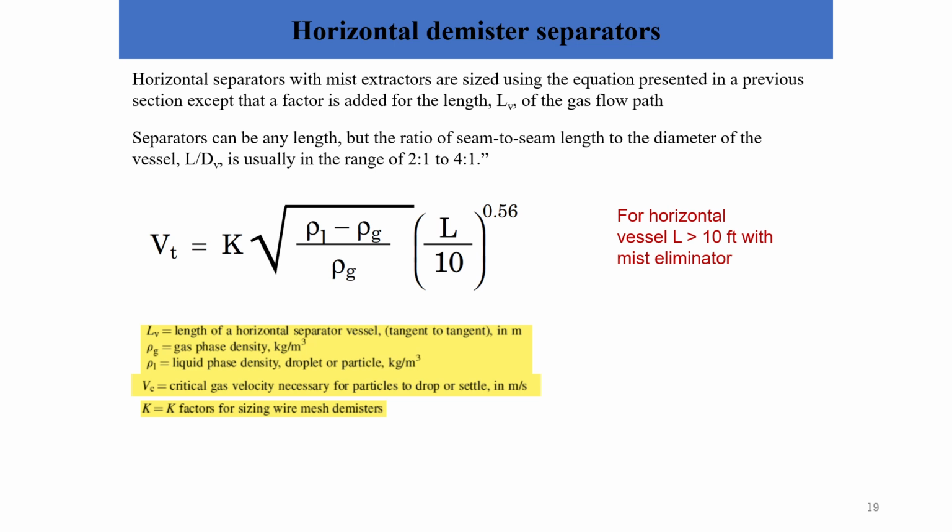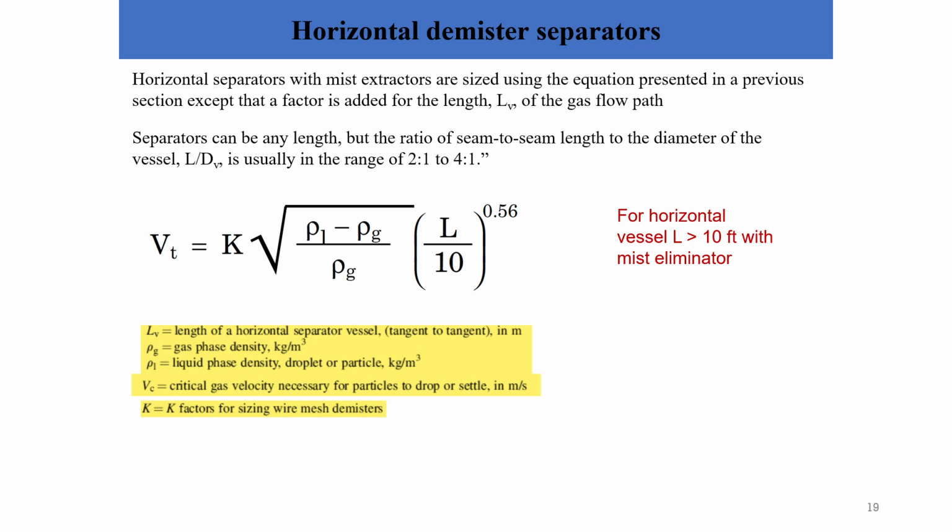Now for the horizontal separator with mist, or what we call horizontal demister separators, we can still use the same equation that we use for the vertical one, but you have to keep in mind that we need to do a small adjustment for the length of the separator. Why is that? Because here the separation is taking place in line with the horizontal dimension, and this is the correction for the length that you see.